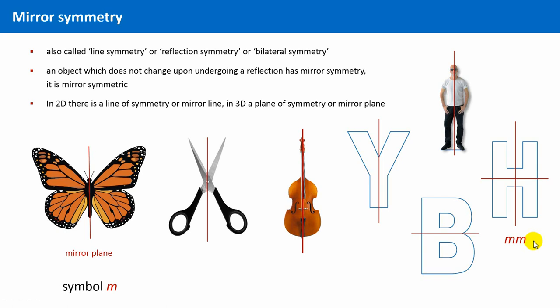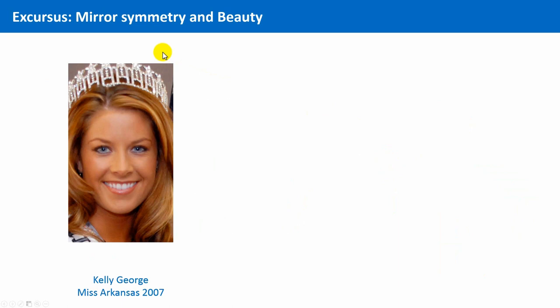There's one additional aspect of bilateral symmetry which I want to share with you in a small excursus. Here you see a picture of Kelly George. She won a beauty competition in the USA and held the title Miss Arkansas in 2007. A beautiful face, of course. Normally, symmetric faces are being recognized as particularly beautiful.